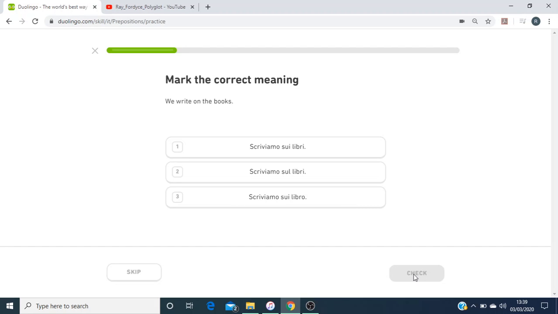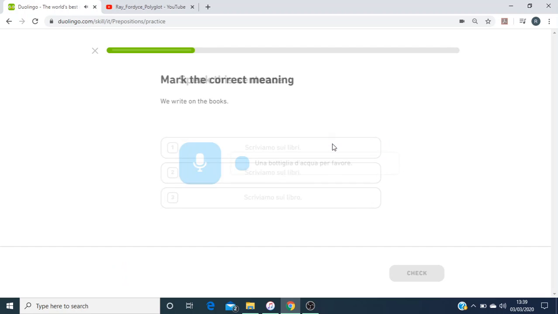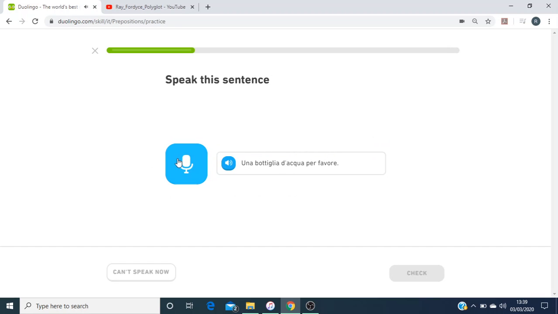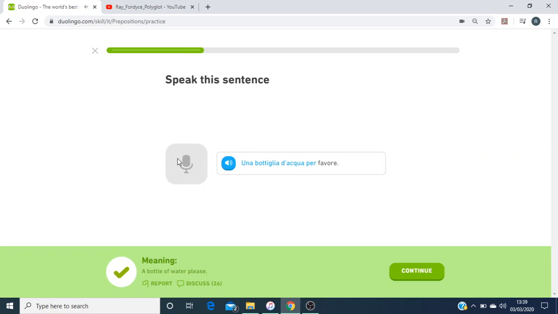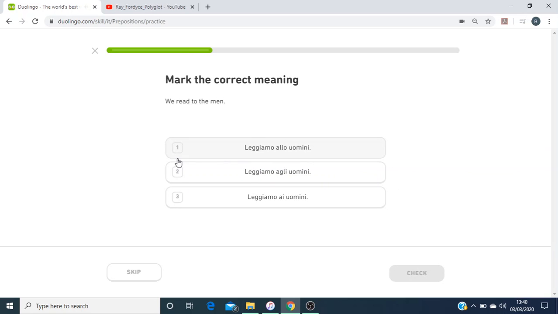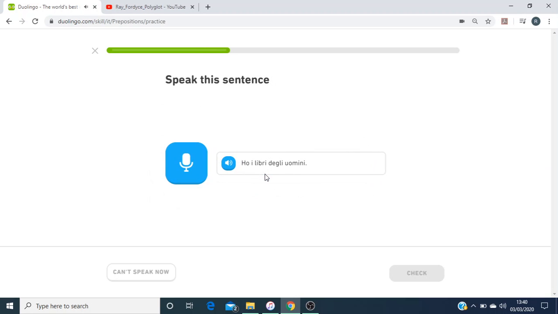So we write on the books. Scriviamo sui libri. Una bottiglia d'acqua per favore. A bottle of water, please. We read to the men. Leggiamo agli uomini. Ho i libri degli uomini.